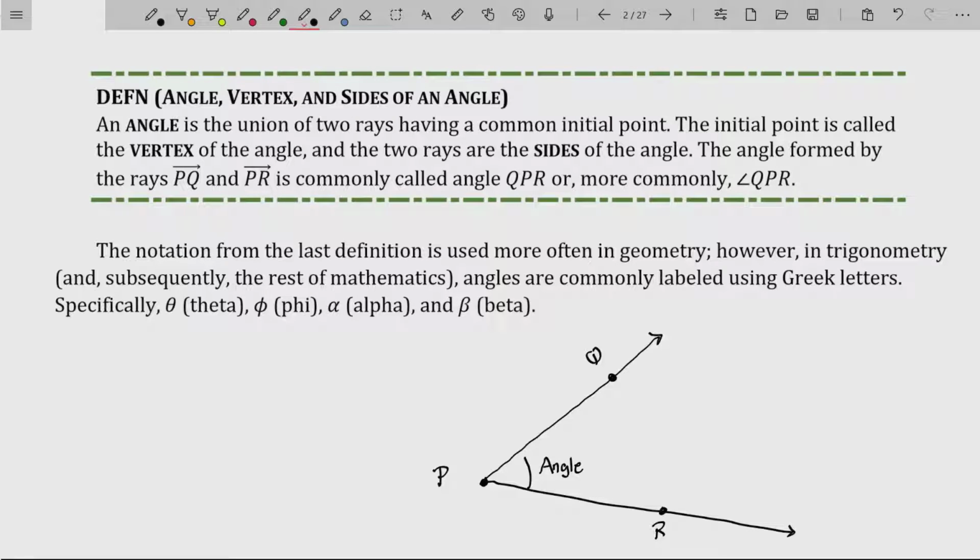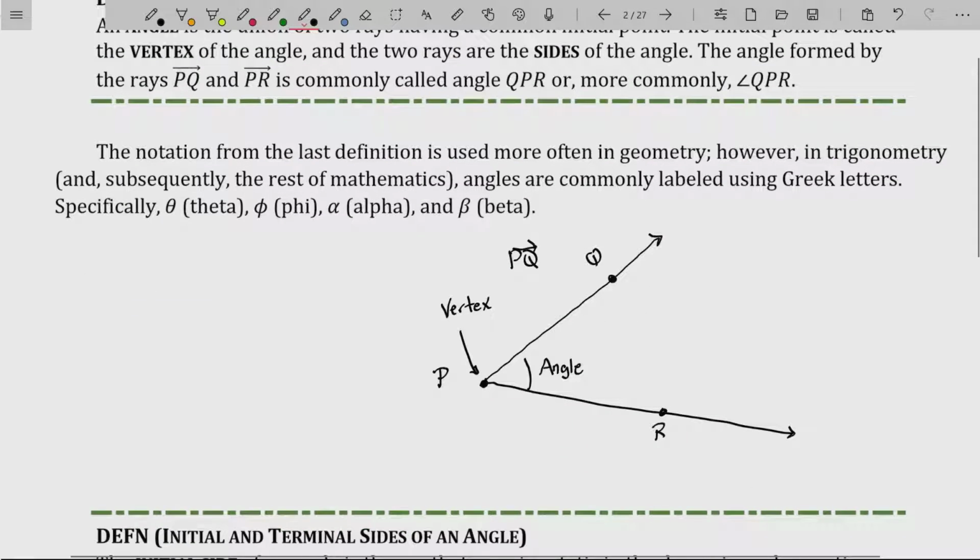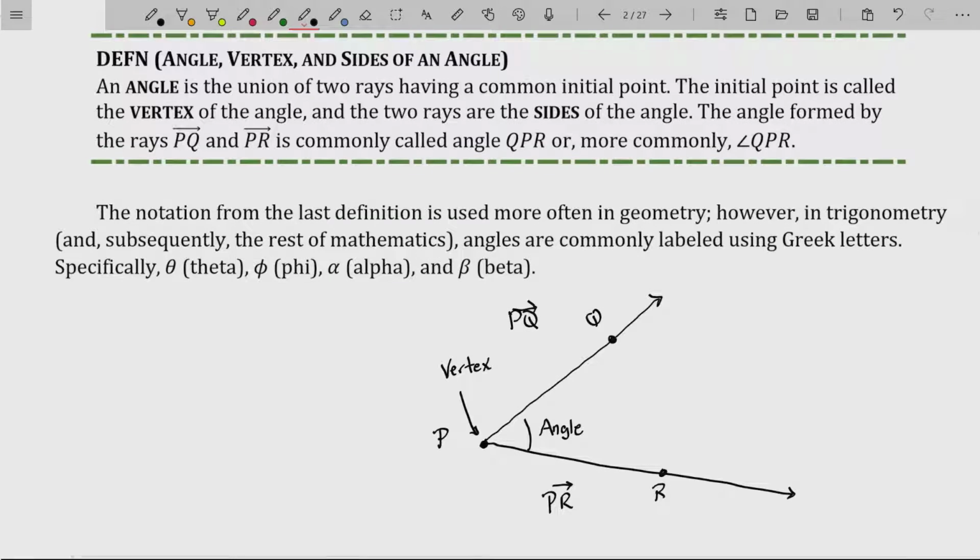And there are different ways actually to measure that. The initial point is called the vertex. So that would be the vertex right there. I'll label that. And let's see, what else do we have? The two rays are called the sides. Okay, so the ray PQ and the ray PR, those are called the sides of that angle.